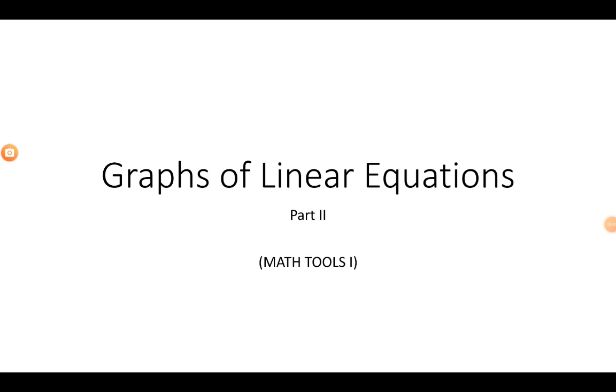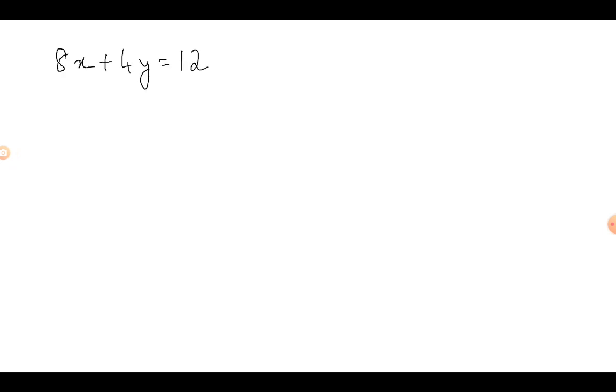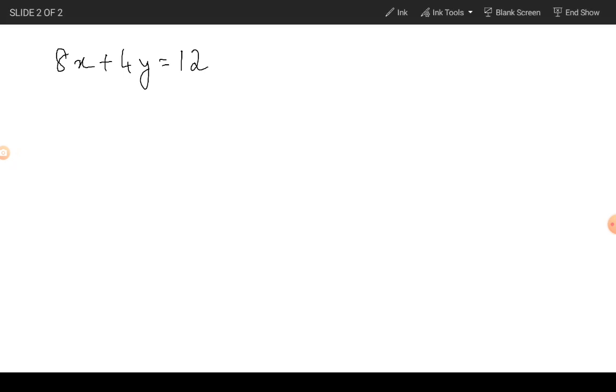Good morning, everyone. We are continuing from the last class where we had started with graphs of linear equations. I had shown you how, if you have an equation given in the slope-intercept form, that is y equals mx plus c, you can plot a graph based on that equation. Here I have with me an equation 8x plus 4y equals 12.